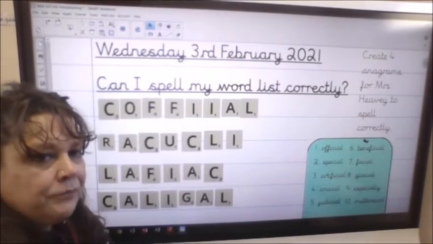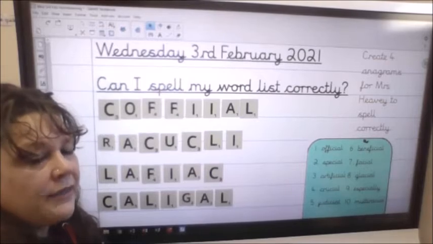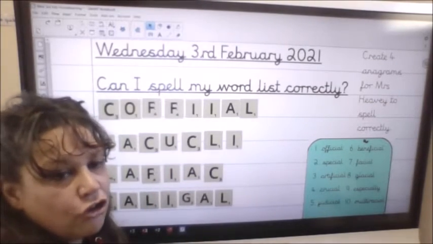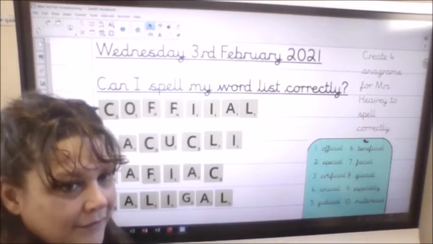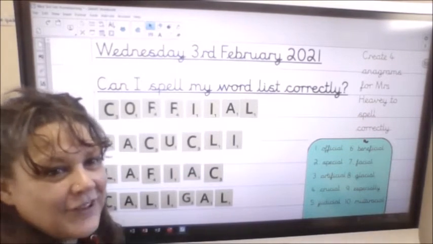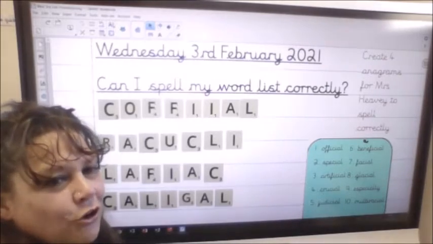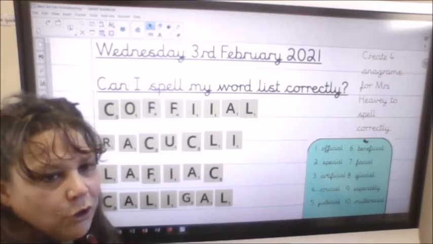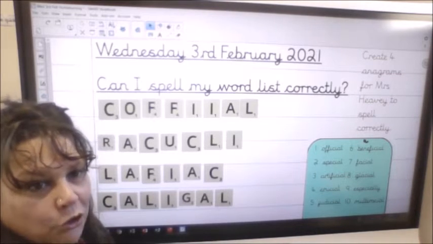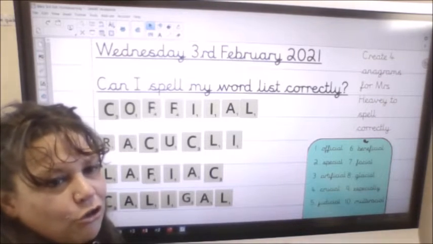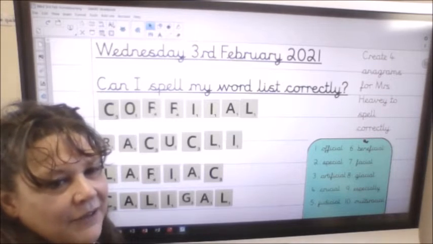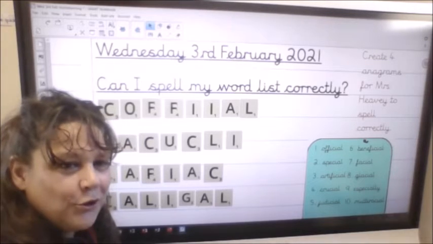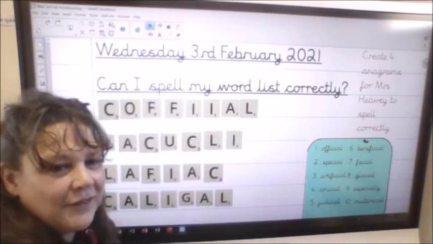Once you've had a go at the 4 that I've set for you, and remember we're looking at the suffix shul and the CIAL spelling of that, so that should help with this activity. When you've done that, you're going to test me with 4 anagrams of your own. So choose another 4 words from your list, scramble them up and see if I can work them out. Good luck, Year 6. Pause your video. Off you go with this activity.